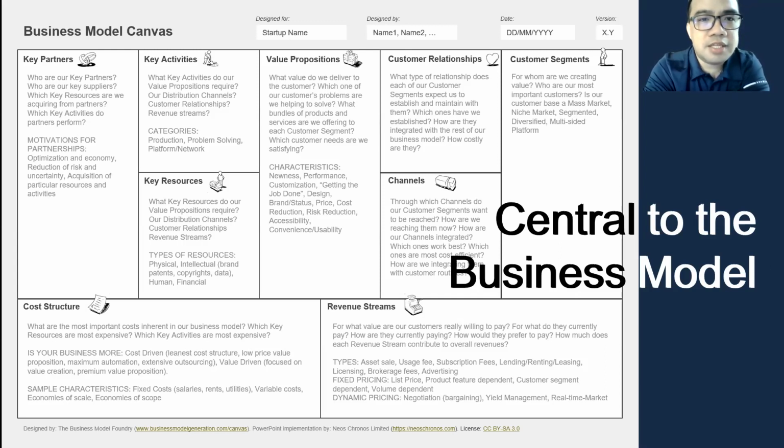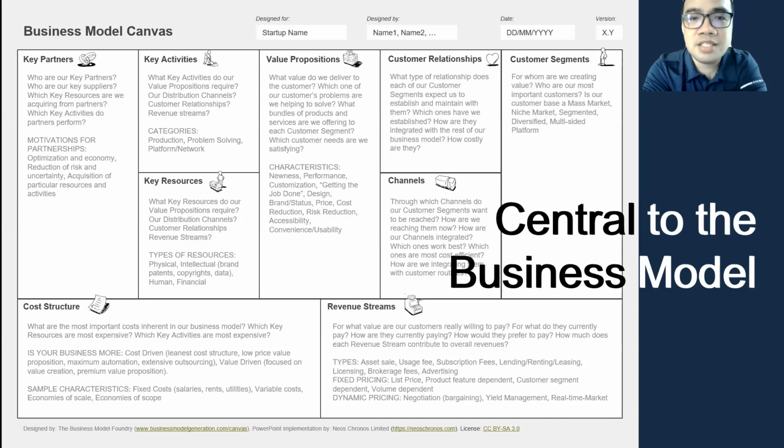Key activities. What key activities do our value propositions require? When we discuss this, we go back to the most important part of this business model canvas before discussing the key activities, and that is the value proposition. As a startup, we need to dissect our products, our services, or even the company that we want to have. What is the value that we are going to offer to our customer? Are we providing value, or do we solve problems for our customers? These are the things that we want to ask ourselves.